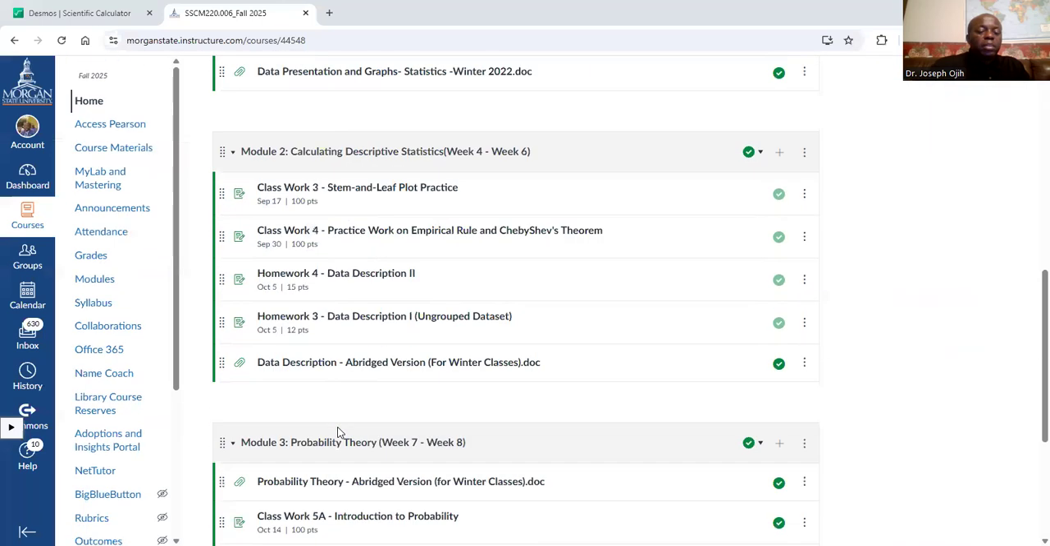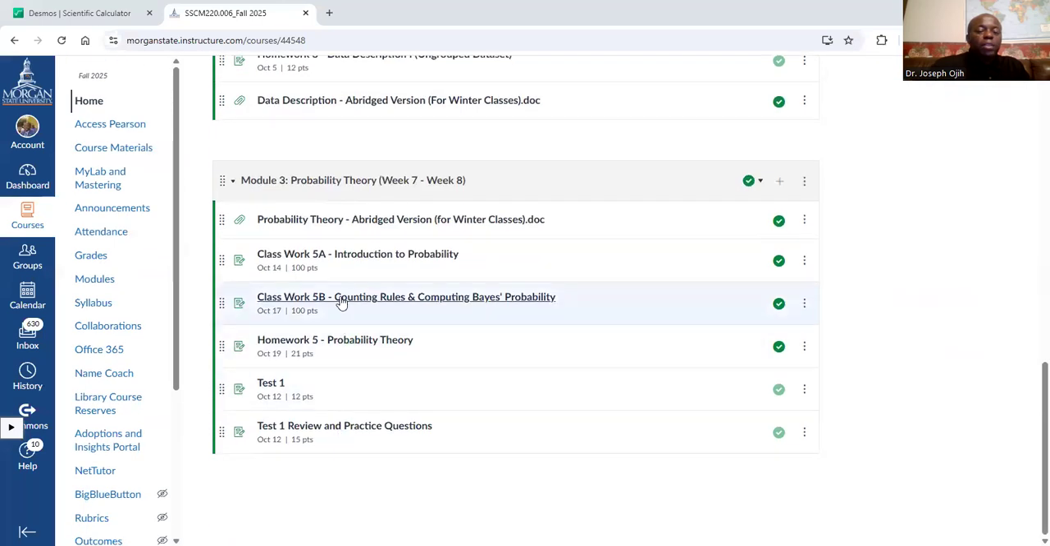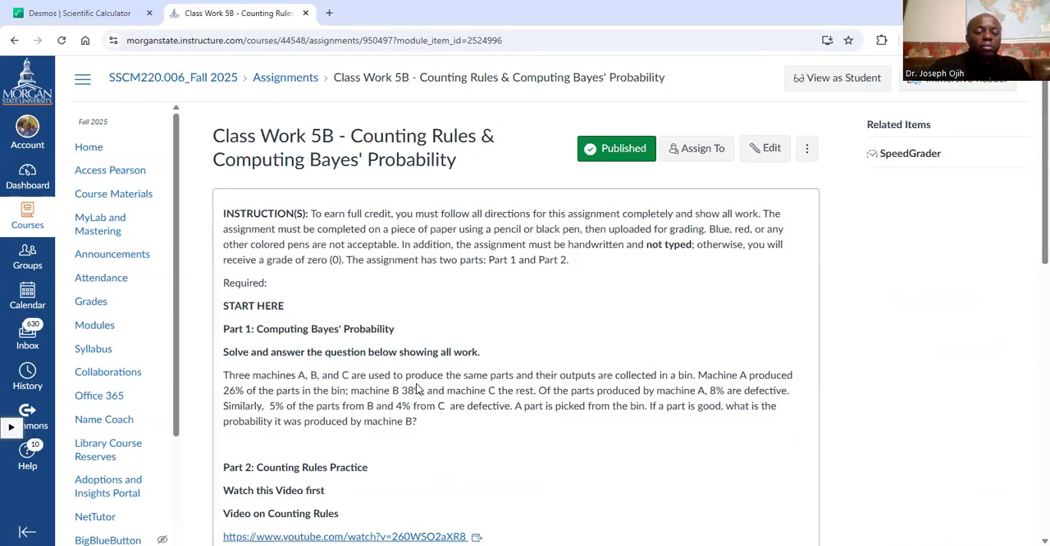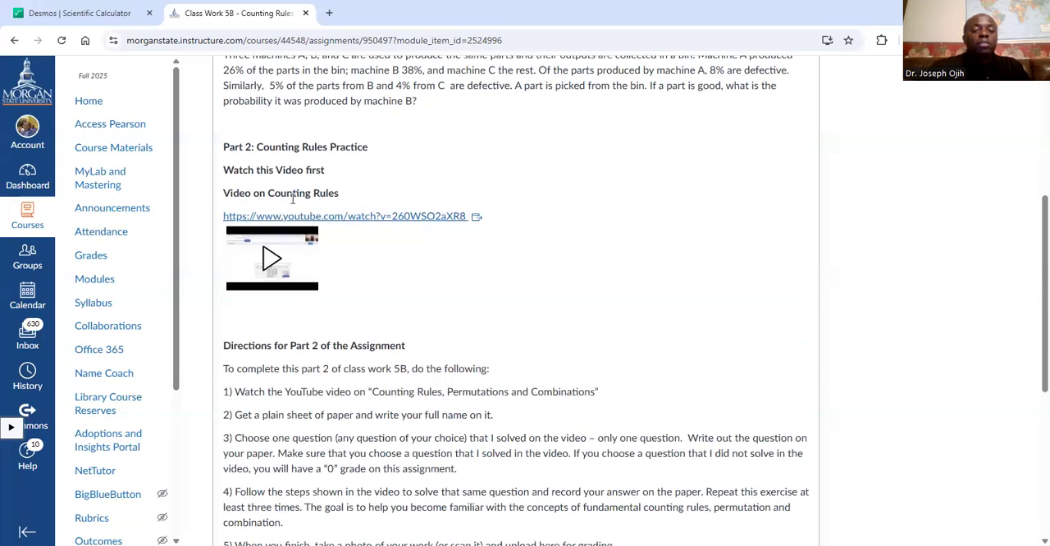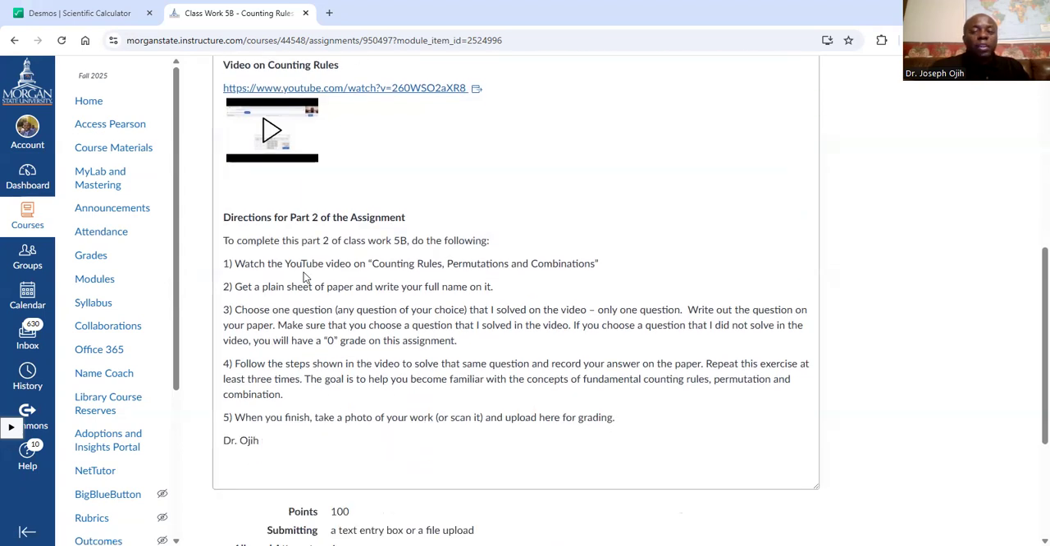Your classwork, this is classwork 5B, review on counting rule and on computing Bayes' theorem. This classwork has two sections. The first section is to answer this question, part one, which is similar to the last one I solved. The second one is to watch this video on counting rules. Then choose one question there, write it down on paper, and then follow the directions here.